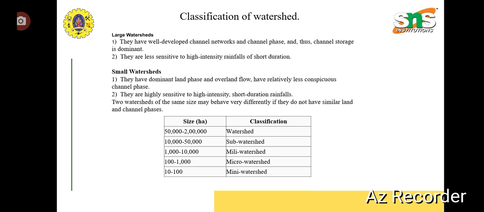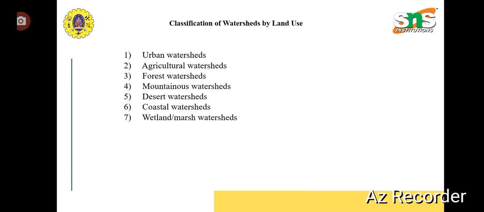The classification of the watershed based on area divides it into watershed, sub-watershed, milli watershed, micro watershed, and mini watershed. By classification of land use, it can be divided into urban watershed, agricultural watershed, forest, mountainous, desert, coastal, and wetland.